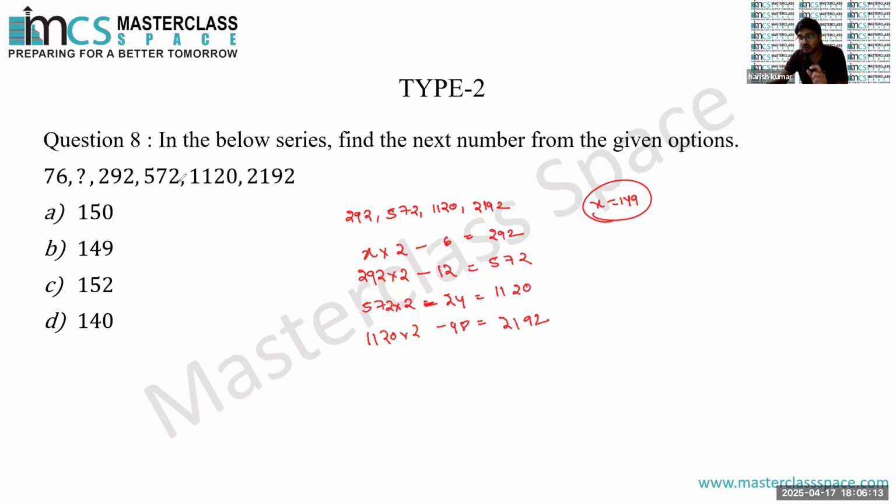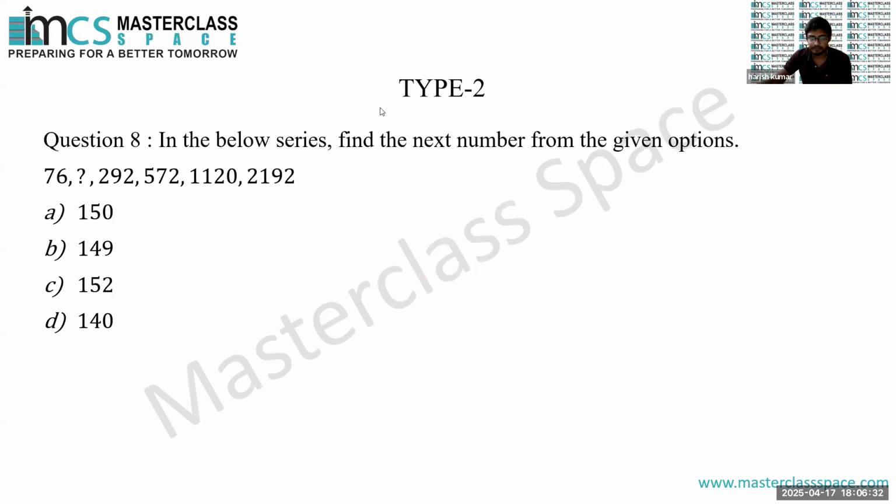So this is how that observation skill is needed from you. You have to observe and realize that 572 is closer to the multiple of 2, so it will be something related to that. 1120 is closer to the multiple of 572, so it will be something related to that. So this is how you have to observe and find it. Okay. All right. Let's move to the next question.